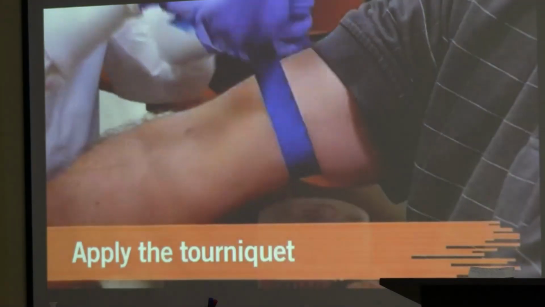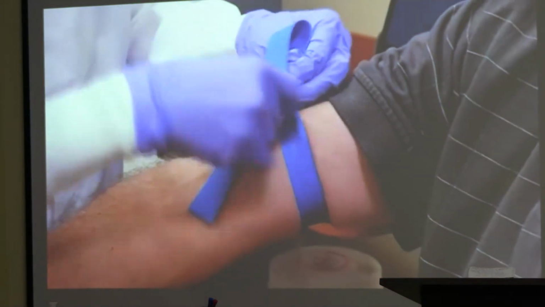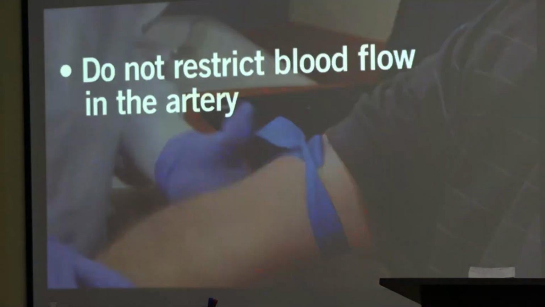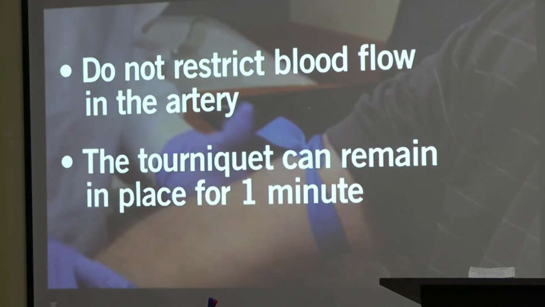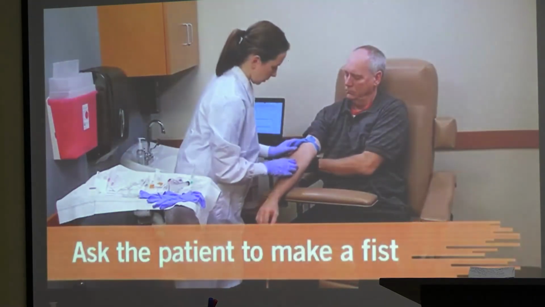Apply the tourniquet around the patient's arm 3 to 4 inches above the elbow. The tourniquet should never be tied so tightly that it restricts blood flow in the artery. Next, ask your patient to make a fist.